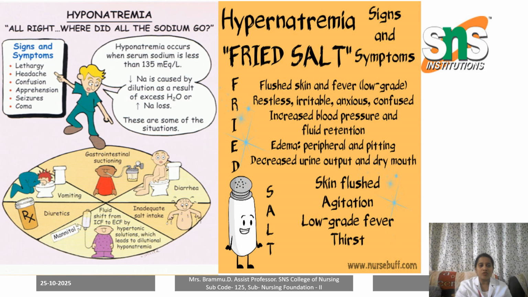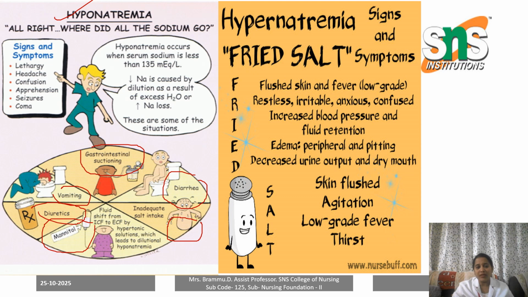Signs and symptoms, mostly all the central nervous system ones you can keep in your mind, and of course the gastrointestinal symptoms here. Gastrointestinal suctioning, excessive diarrhea, and might be no salt intake, or might be due to increased osmotic diuretics, or even diuretics can cause it, or might be excessive vomiting, which causes hyponatremia.